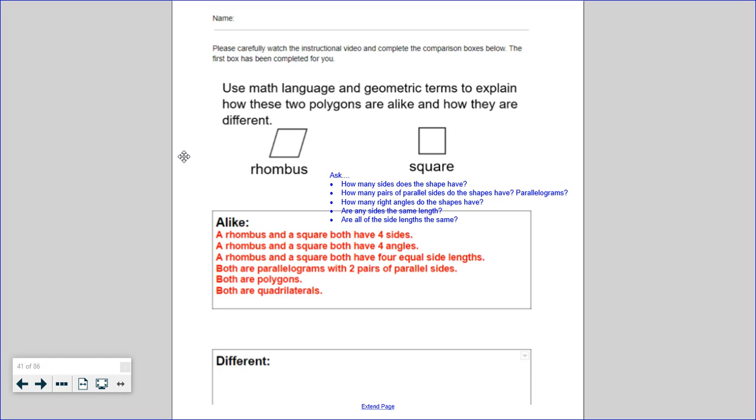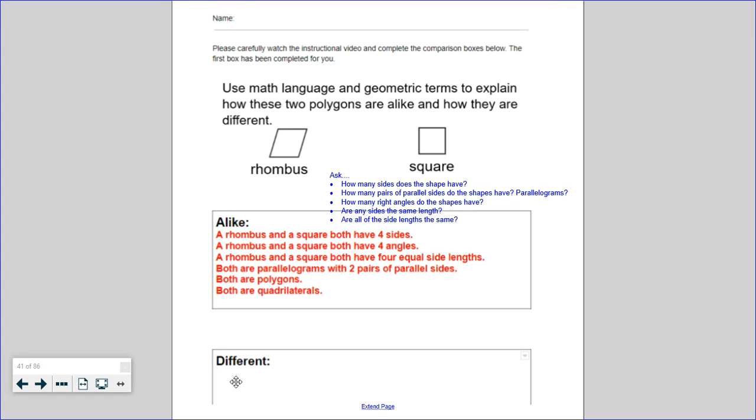So how are they different? Let's look at that third question. How many right angles do the shapes have? How many right angles does the rhombus have? Hopefully you said 0. And how many right angles does a square have? It has 4. So if you were going to write how they are different, you could say a rhombus does not have any right angles, and a square has 4 right angles. See if you can come up with any other ways that they are different.